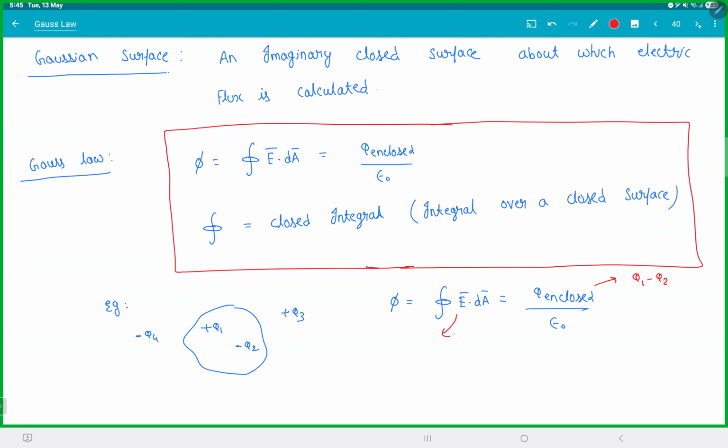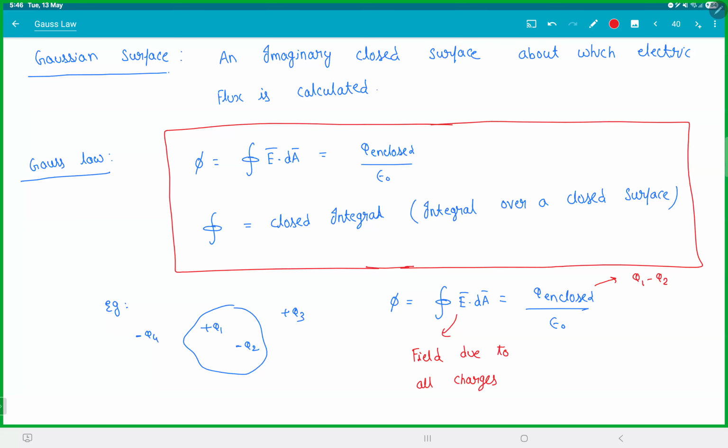Now, can you tell me something? This E is due to whom? This E, electric field, is due to Q1, Q2, Q3, Q4, or is it only due to Q1 and Q2? If the flux is due to the inside charges, the field is due to which charges? This is a field due to all charges. So this is the kind of theoretical notion you'll get. We'll see why. It looks a little weird: if you're saying flux is due to inside charges, why are you taking the field due to all charges?